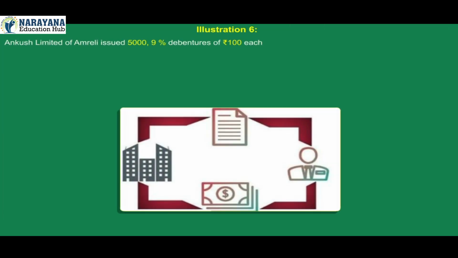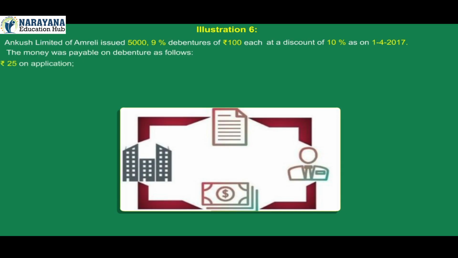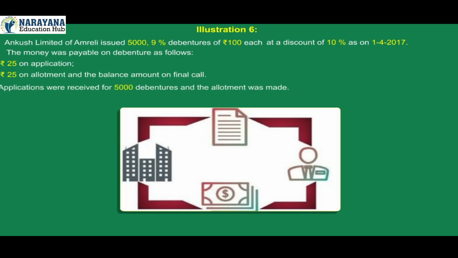Illustration 6. Ankush Limited of Amreli issued 5,000 9% debentures of Rs 100 each at a discount of 10% on 1st April 2017. The money was payable on debentures as follows: Rs 25 on application, Rs 25 on allotment and the balance amount on final call. Applications were received for 5,000 debentures and the allotment was made. All the money due on debentures was duly received. Expenses on issue of debentures amounted to Rs 16,000.